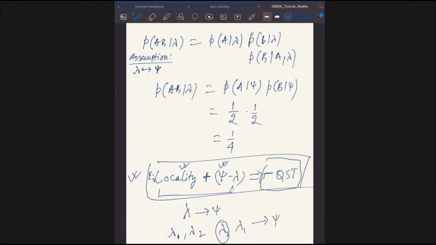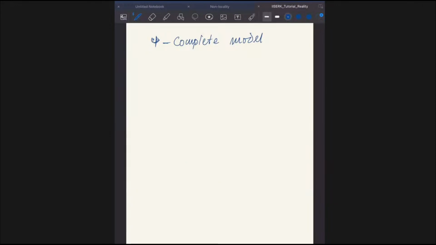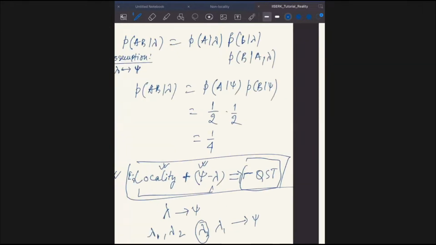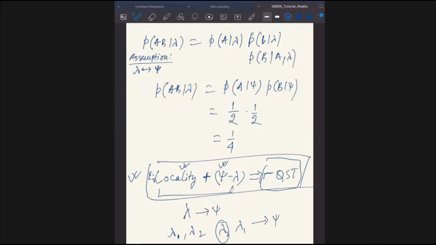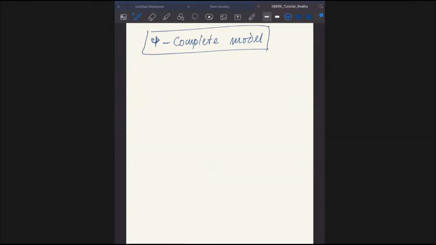Is it clear? Yeah. You can search on the internet. This certain model is termed the psi complete model by some physicists.